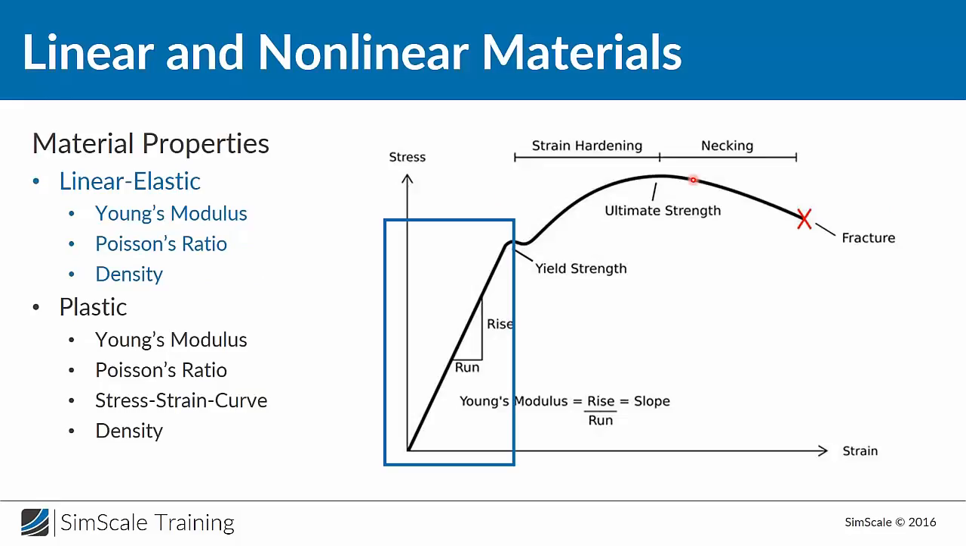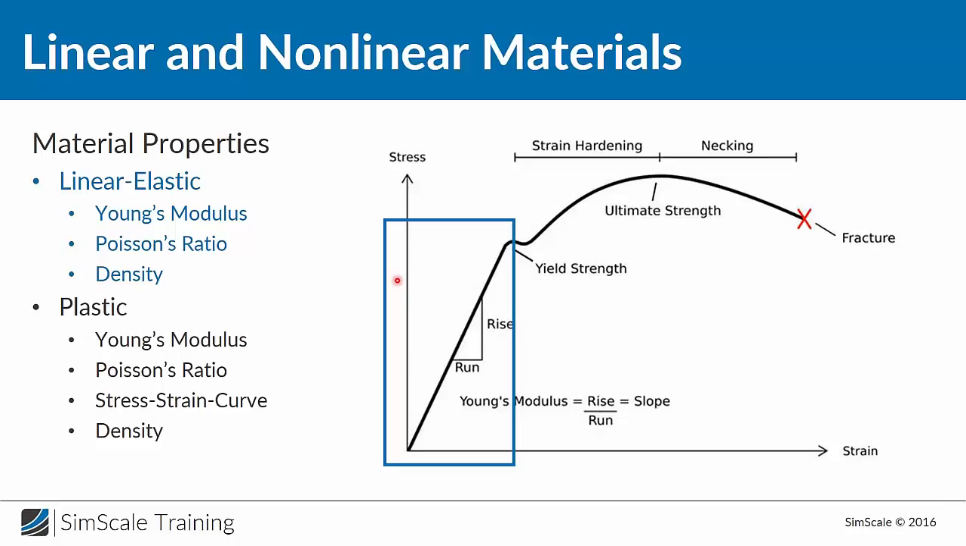The first one is the so-called linear elastic material behavior, which describes a material within this linear behavior. If we want to describe a material like this, we need three things. We need the Young's modulus, which is the slope of this graph, the straight line, and we need two other things. We need the Poisson's ratio and the density. The Poisson's ratio, in the end, just gives information about if this material is compressible or not.